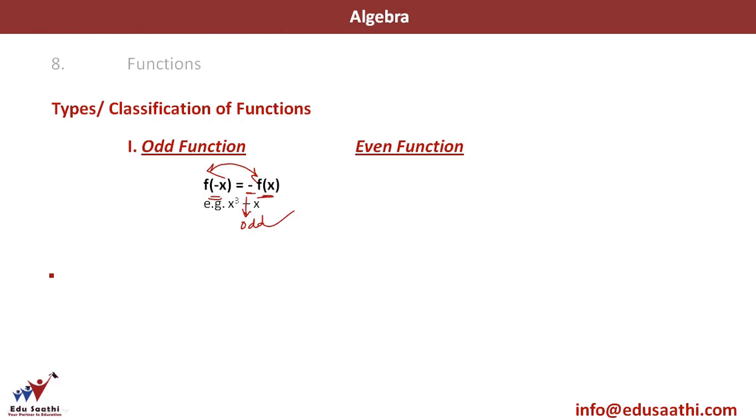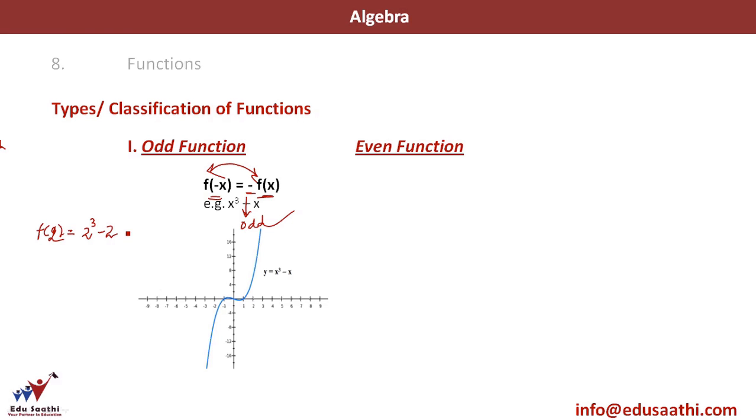We can take an example of x cube minus x. So if I look at the value of this function, x cube minus x, at x as, let me take 2. So it will be 2 cube minus 2. So this will be 8 minus 2, which is 6. And if I take x equal to minus 2, it will be minus 2 cube minus of minus 2. So minus 2 cube is minus 8 plus 2, which will be minus 6.